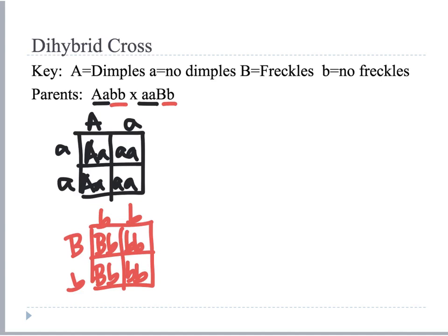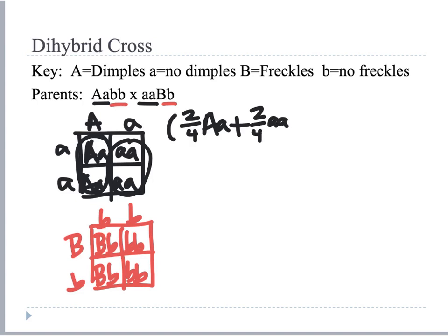Now, this is where we're going to be doing something different. We're going to be setting up an equation that's actually going to be the description of each of the squares. So we're going to start with the A square, and we're going to describe what we see in the square. So if I look right here, I have 2 out of 4 that are big A, little a. That's half my square. And I also have these guys right here. That's 2 out of 4, little a, little a. That describes my A trait square.